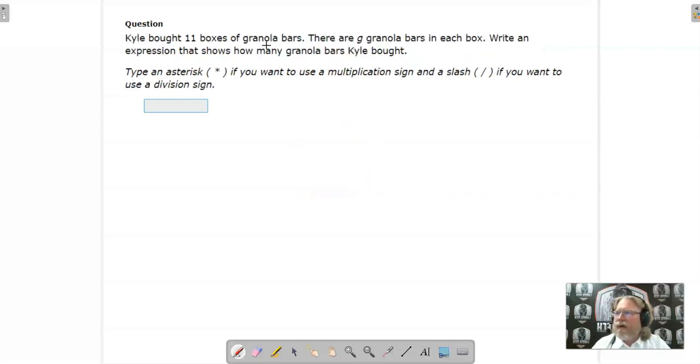Kyle bought 11 boxes of granola bars. There are G granola bars in each box. Write an expression that shows how many granola bars Kyle bought. So let's say that there were 6 granola bars, right? So we would have to do 6 plus 6 plus 6. You can kind of see where we're going in here again, right? We're adding the same number over and over again until we did it 11 times. So instead of 6 plus 6 plus 6 eleven times and keep going, we know that we could instead say that it would be 11 times 6.